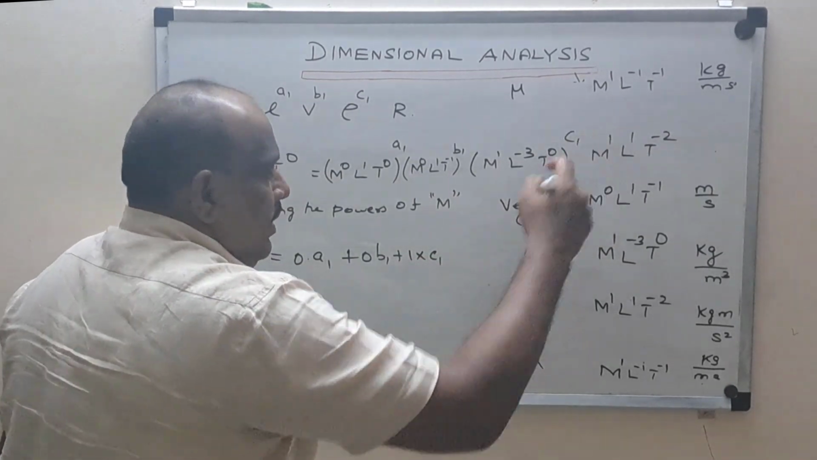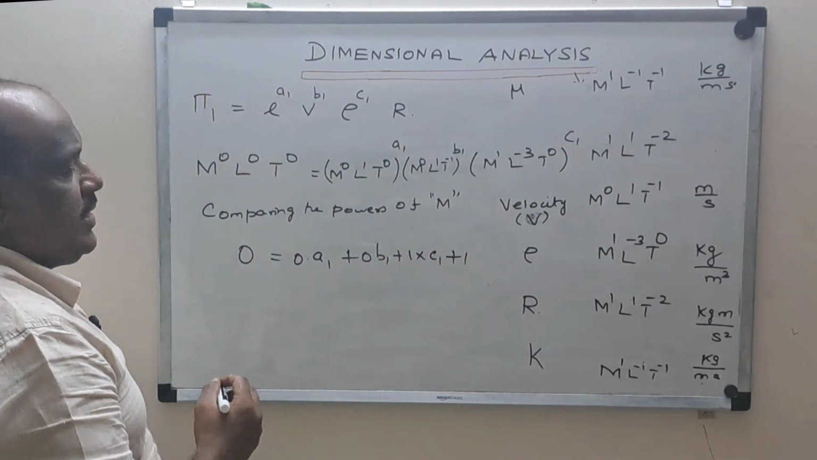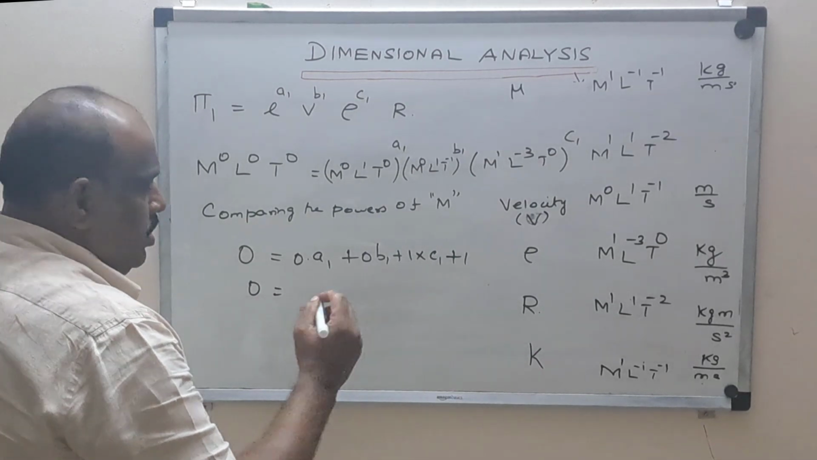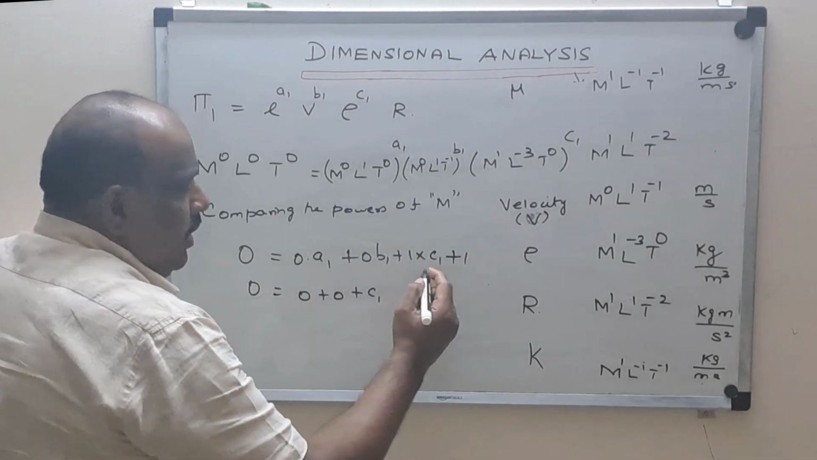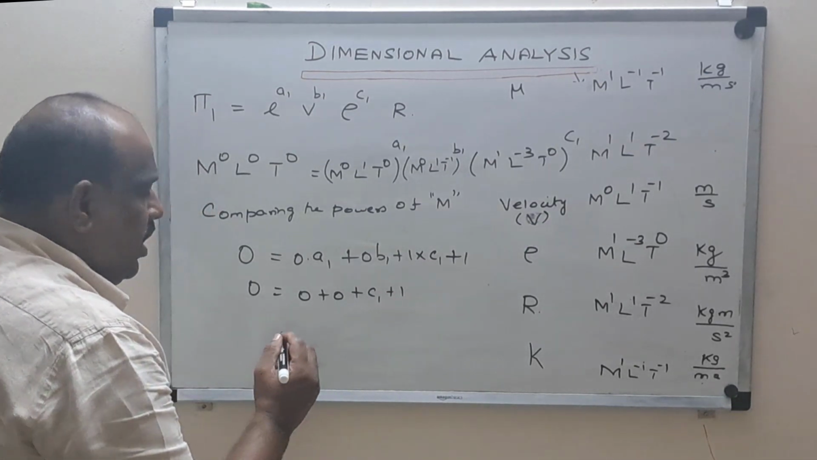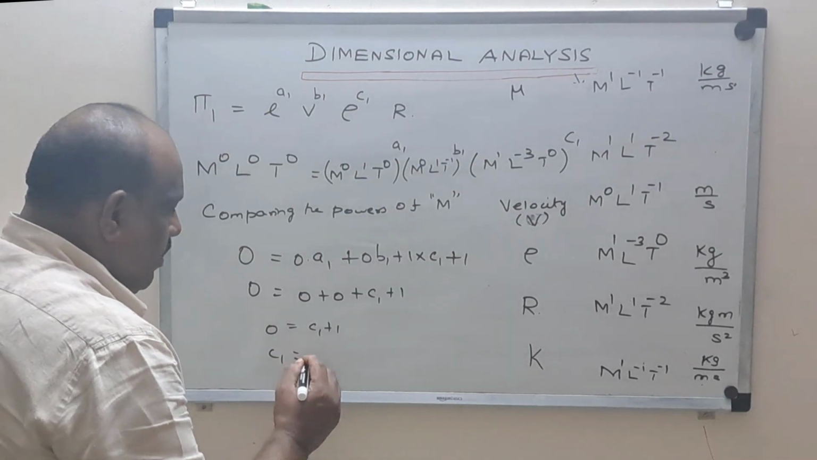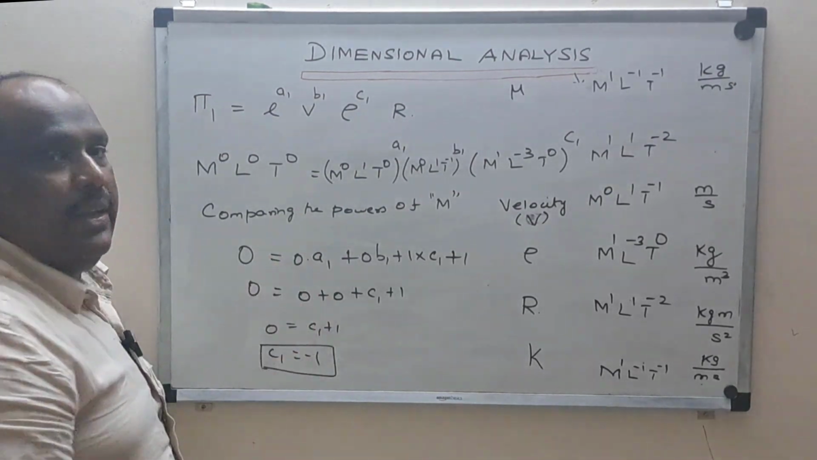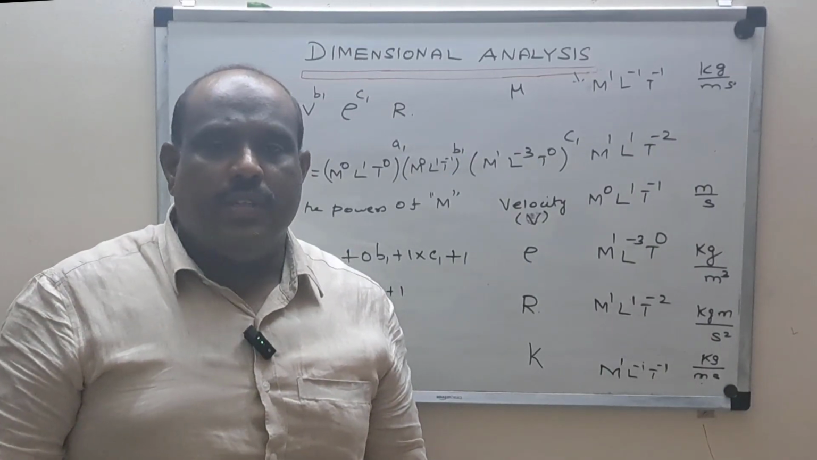Here it is plus 1. This one is only 1. So we can see 0 equal to 0 plus 0 plus C1 plus 1. From this what we got? C1 plus 1 equal to 0, which means C1 equal to minus 1. So you can see that I arrived at the value of C1. I got the value of one coefficient, namely C1.